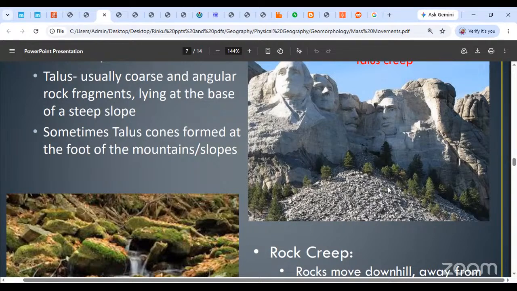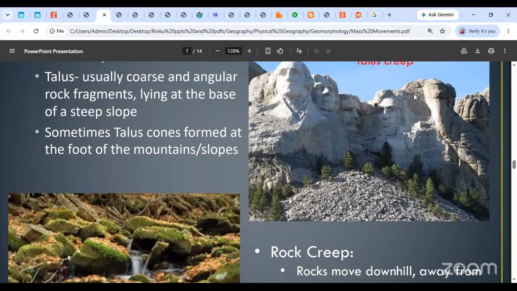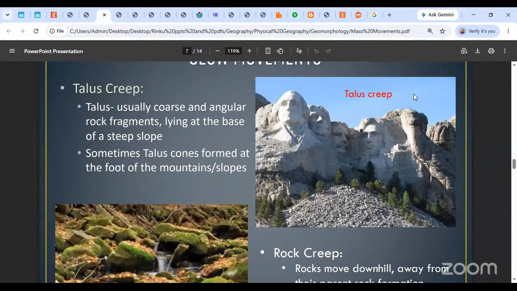These are the riskiest things to navigate when you are hiking, because they tend to slip very fast, and that is why talus cones are scary. But what we are saying here is that usually talus is coarse and angular rock fragments lying at the base of a steep slope. And these talus cones move down the mountain slope little by little. So this movement will definitely happen.